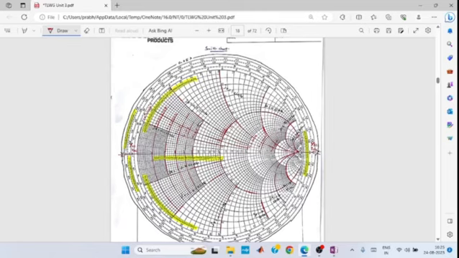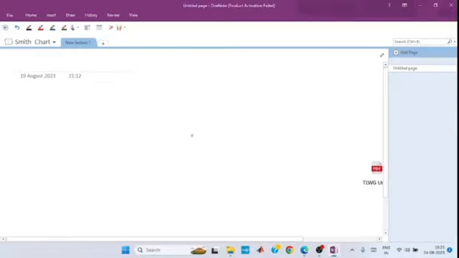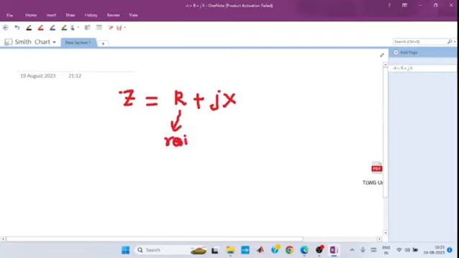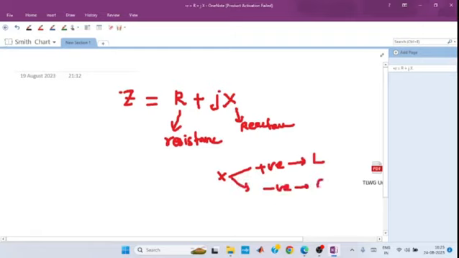Before going to the Smith chart, let me explain each and every term. First we should understand what we mean by impedance. Impedance is constructed from two things: one is R, another is X. R is the resistance, and X is the reactance. If the reactance X is positive, it represents inductance. If X is negative, we represent it by capacitance. This we should know.